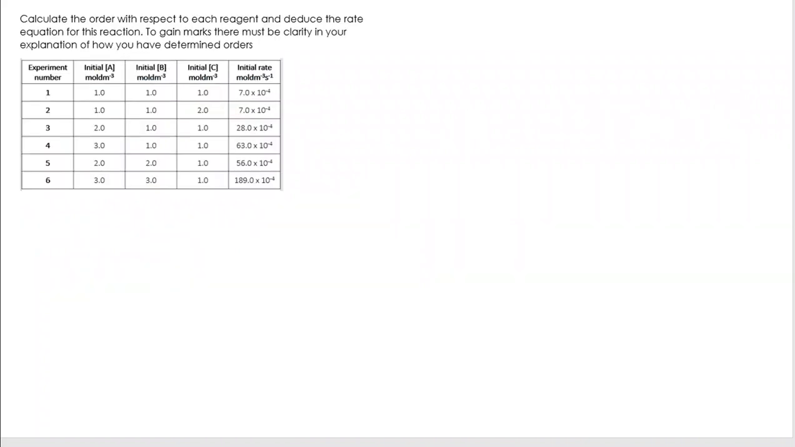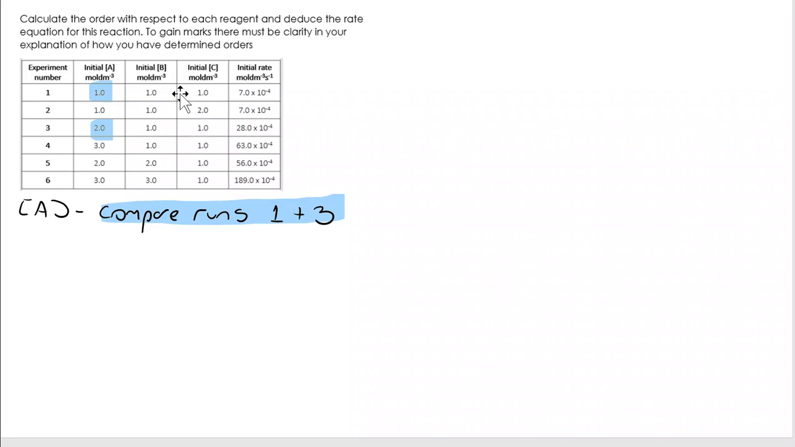So let's move on to a slightly more complicated one. On this one, I'm going to look at A, by comparing experiments 1 and 3. And you can see here that I am doubling the concentration of A, but there is no change to the concentration of B or C. So any change is entirely due to the change in concentration of A. And we can see that I'm doubling A and I'm quadrupling the rate. So that tells me this is second order with respect to A.